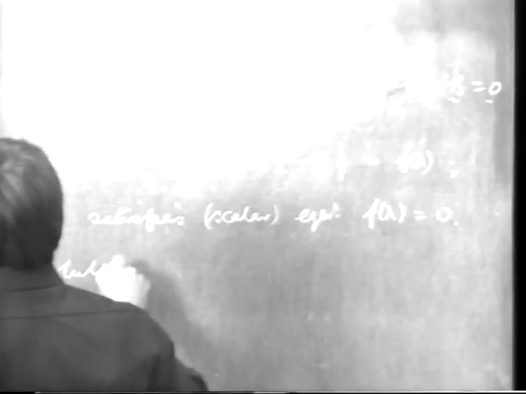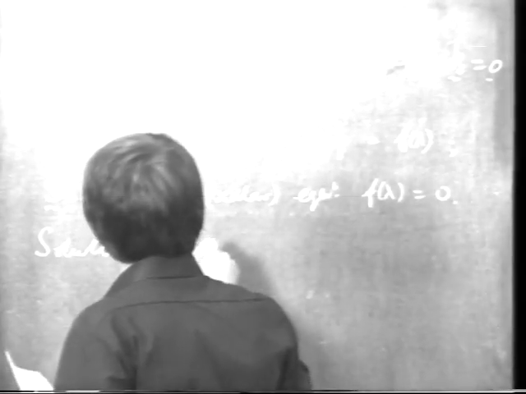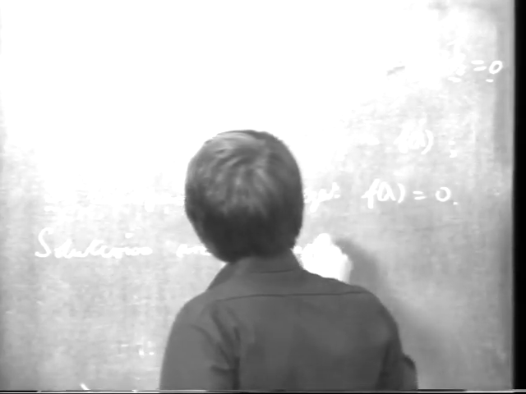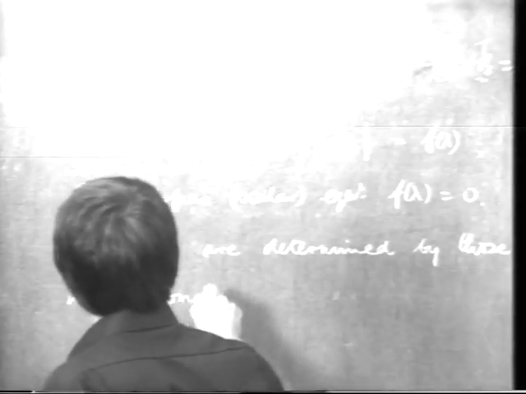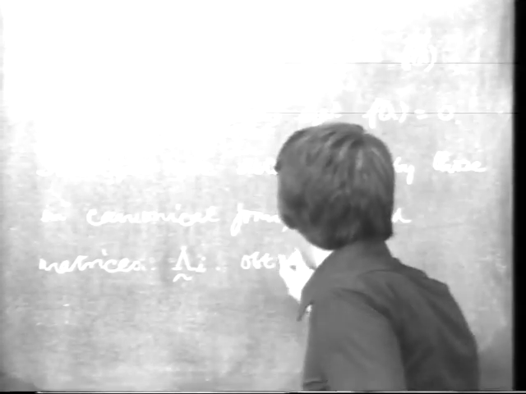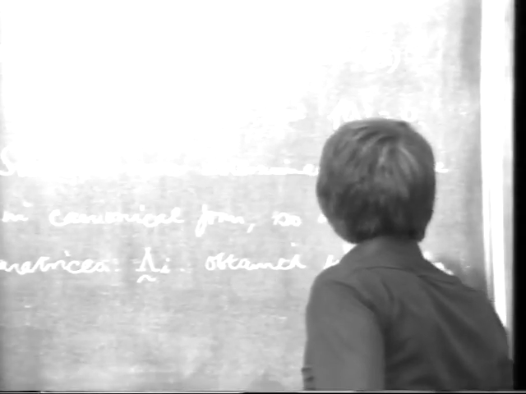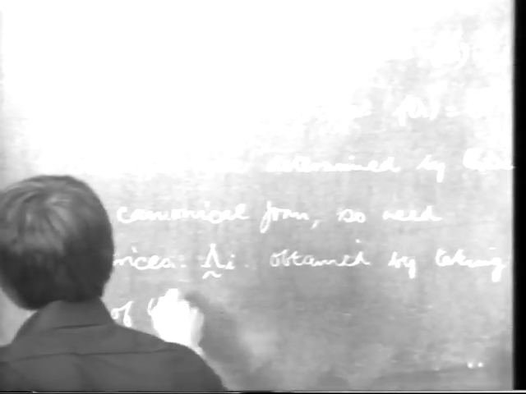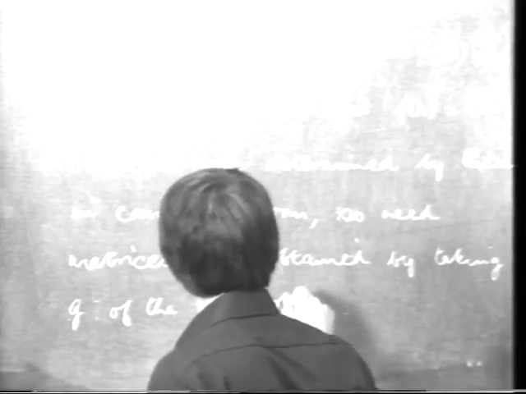Let's say solutions are determined by those in canonical form. And so basically what we need are matrices, lambda I, capital lambda, obtained by taking little g of the 2g roots of F of lambda equals naught. And so this is basically where the multiple solution problem comes from.